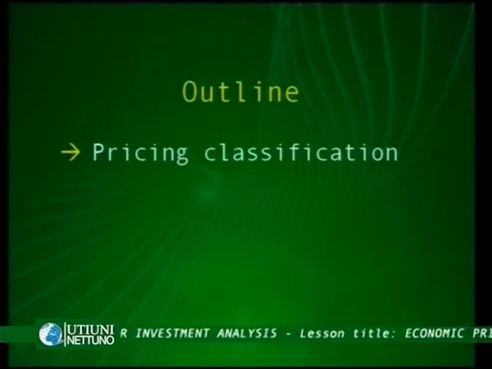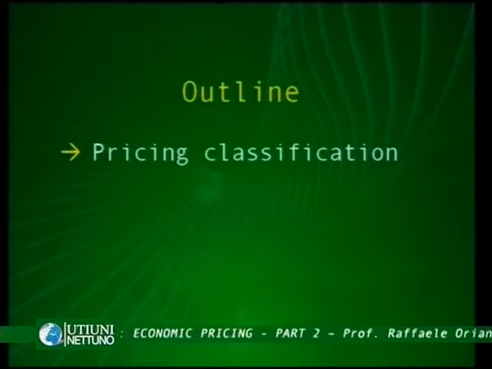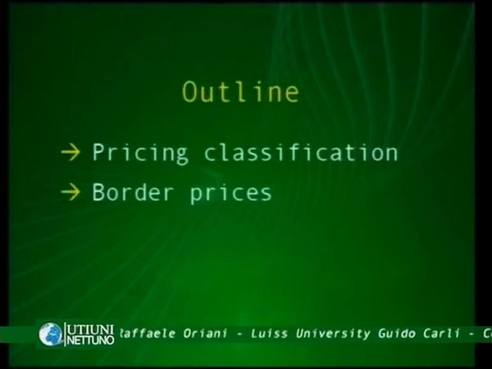In particular, we'll see how traded goods are different from non-tradable and different from non-traded goods. So the outline of the class, consistently with these premises, is organized as follows. First, we'll have a look at a possible pricing classification depending on the degree of international tradability of the goods and services. Second, we'll go into details of the border prices. In particular, we'll see how border prices are fixed.